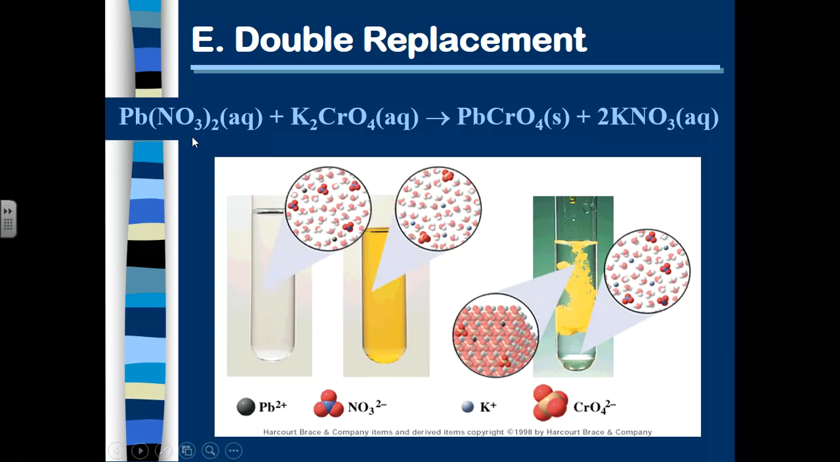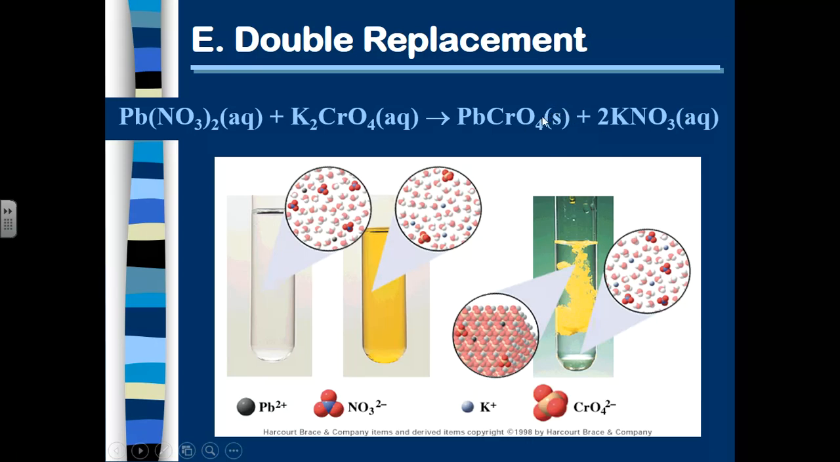That's how you know. Now look what's happening on the other side. Lead, or Pb, has come over here and bonded with chromate. There it is right there. And then K came over here and bonded with NO3. There it is right there. So they just change partners to make the products, okay?